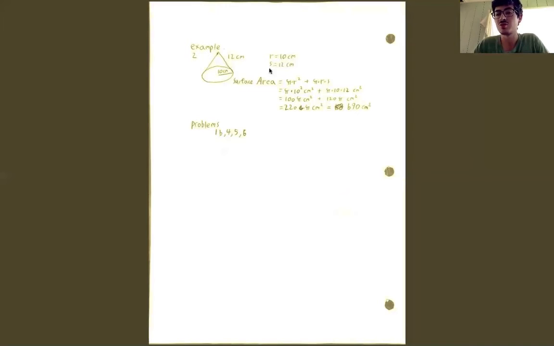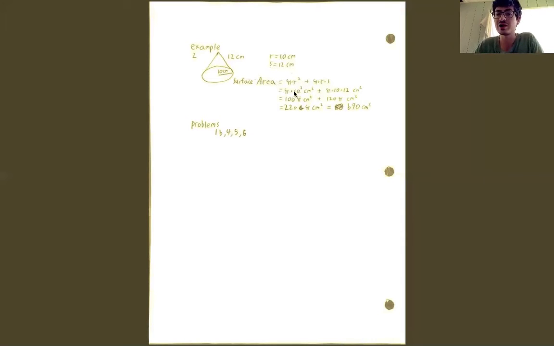So we can write these two variables down, and then we can write down our surface area formula. The surface area of a cone is going to be pi times r squared plus pi times r times s. Now we can take our variables and plug them in.